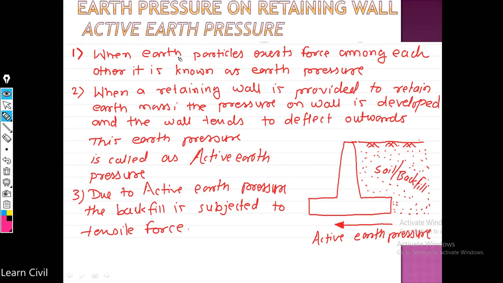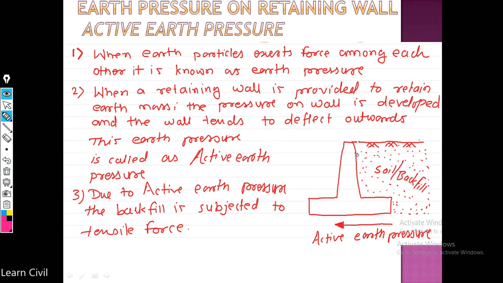When the earth particles exert force on each other, it is known as earth pressure. Now, when a retaining wall is provided to retain an earth mass, pressure on the wall is developed, and the wall tends to deflect outward. This earth pressure is called active earth pressure.